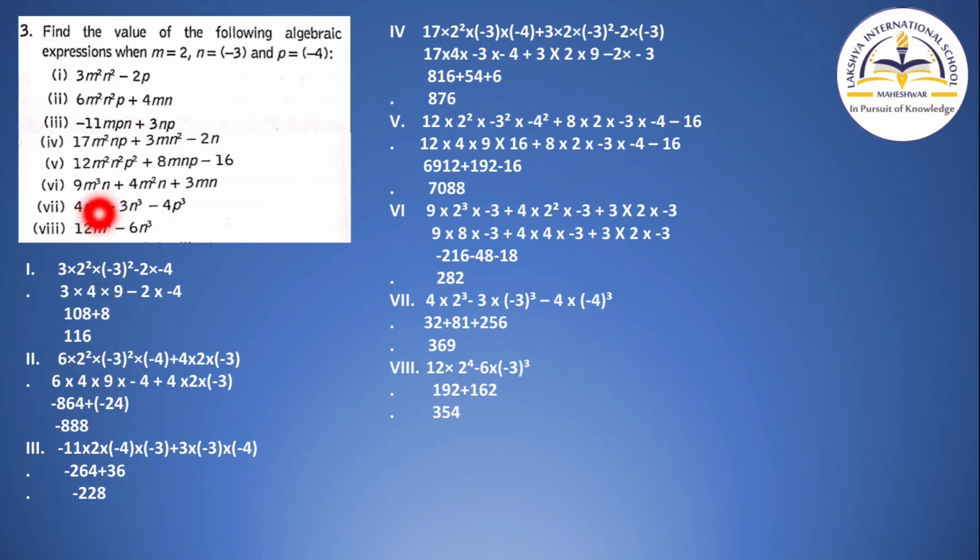Now in the same way to solve this question, let me explain one more question. Second one, 6 m square n square p plus 4 mn. Now you have to put the values and then solve. 6 into 2 twos are 4, 3 threes are 9. So 9 into minus 4 plus 4 into 2 into minus 3. Now 6 fours are 24, 24 into 9, and then you have to multiply with 4. So it is minus 864. Now 4 twos are 8 and 8 threes are 24 with minus sign. So minus 864 minus 24. When you solve this, minus 888 will be the answer.